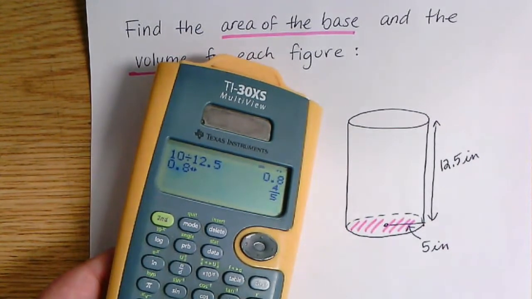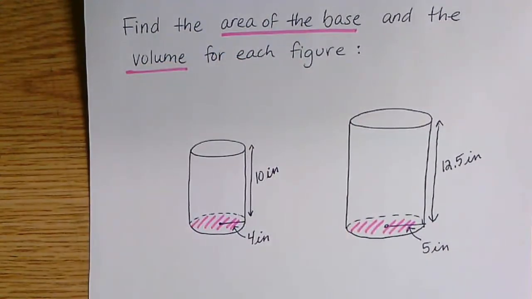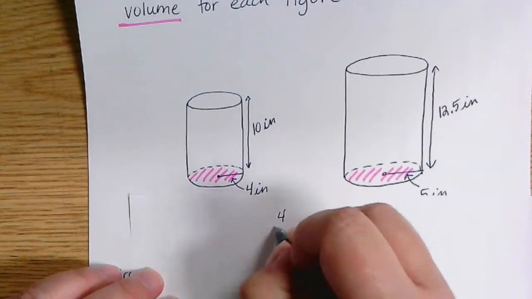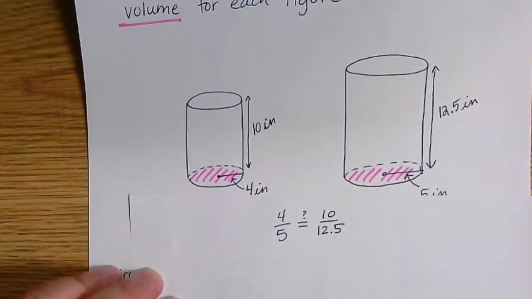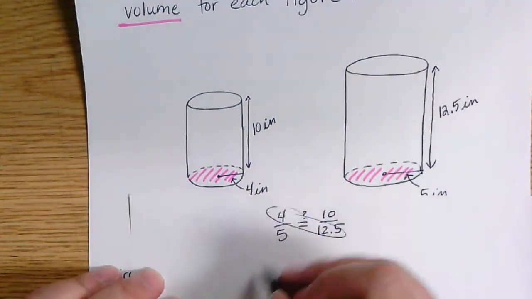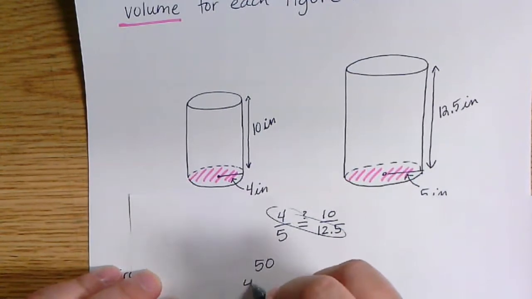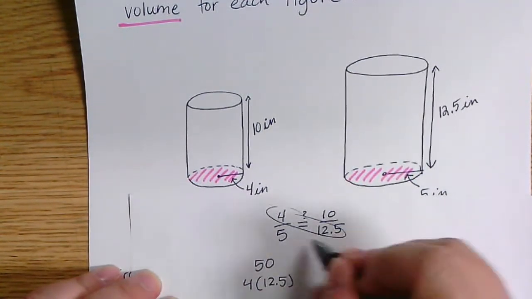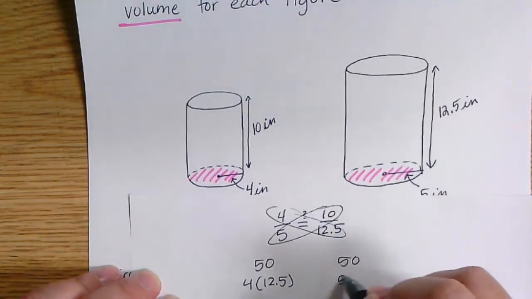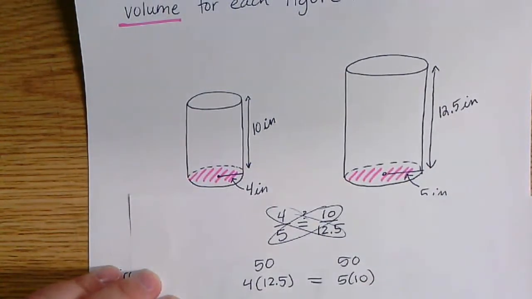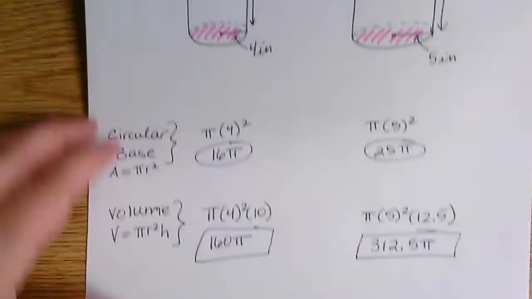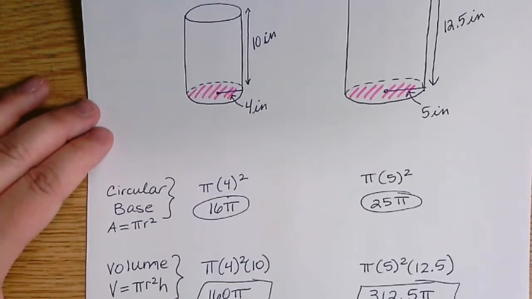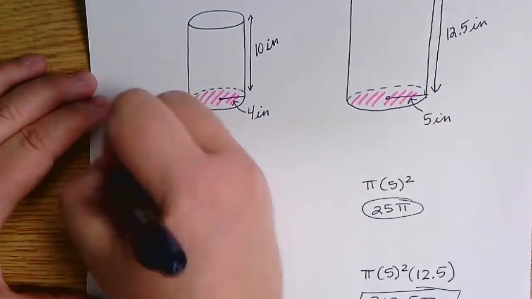It does. One way to check it, other than using my calculator like that, would be to say, does 4 over 5 equal 10 over 12.5? And we could cross multiply. 4 times 12.5, that's 50. And 5 times 10, also 50. So yes, those are equal. That is a true proportion. So yes, these cylinders are similar. Similar. I'm kind of dancing around a tongue twister. So what is the similarity ratio here? Well, let's look at the radii.